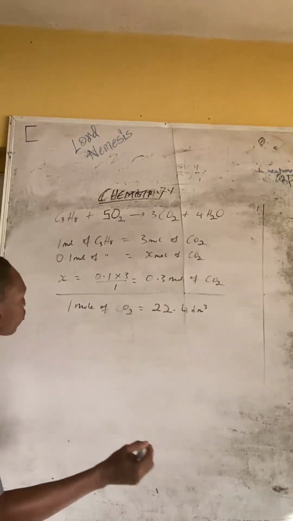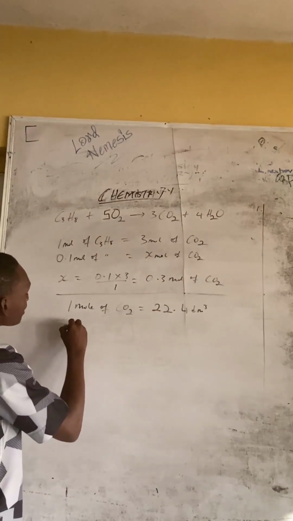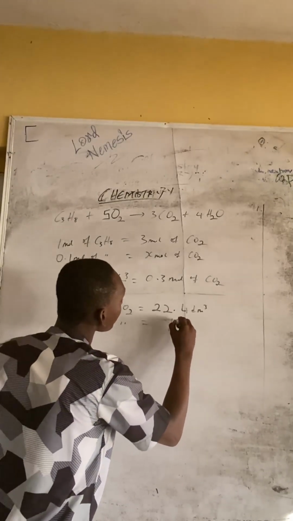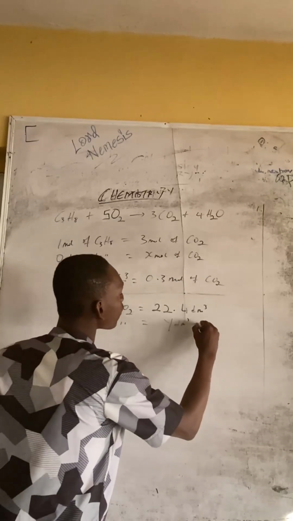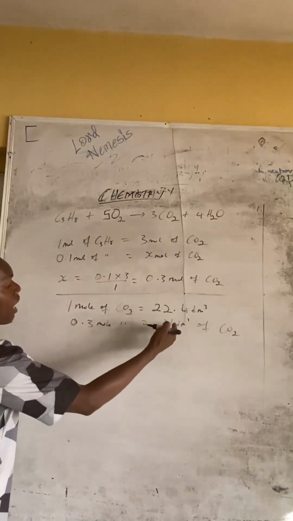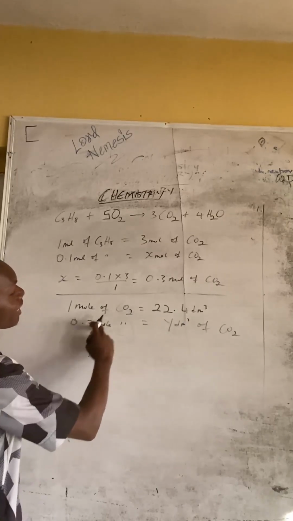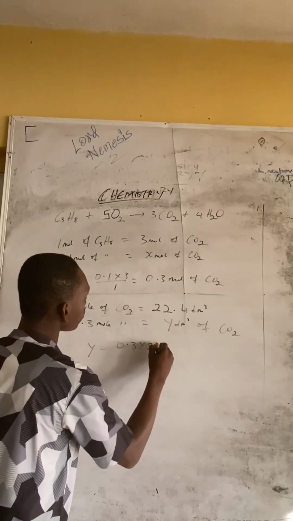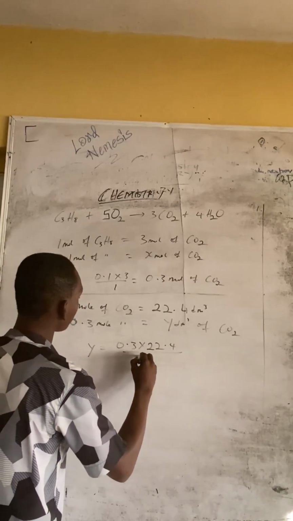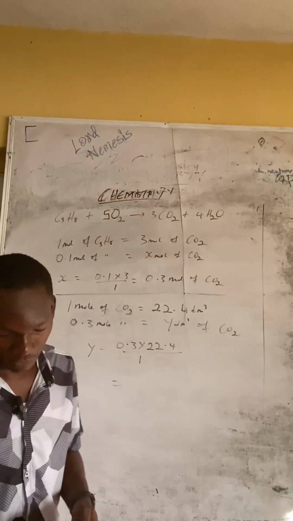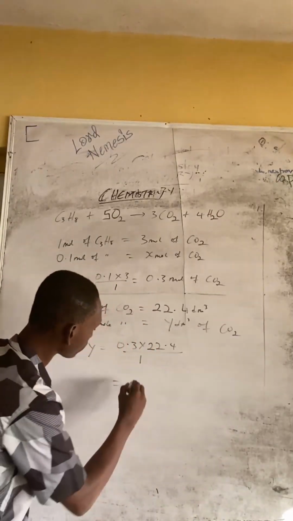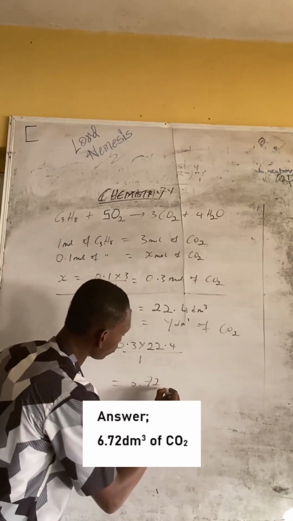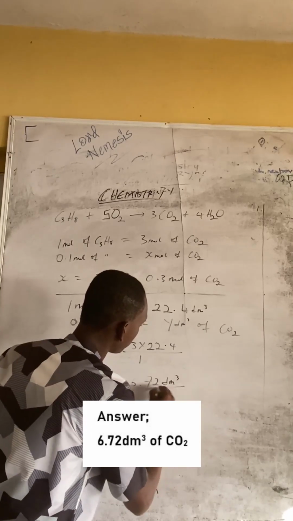But in this equation now, we are told that the number of mole that was produced is 0.3 mole of that same gas. Now, how many dm cube, y dm cube, of that same CO2 will be produced? Very simple. How do you solve for y? This will be 0.3 times 22.4 divided by 1. If you simply do that, our answer there will be 6.72 dm cube. Dm cube is a unit for volume.